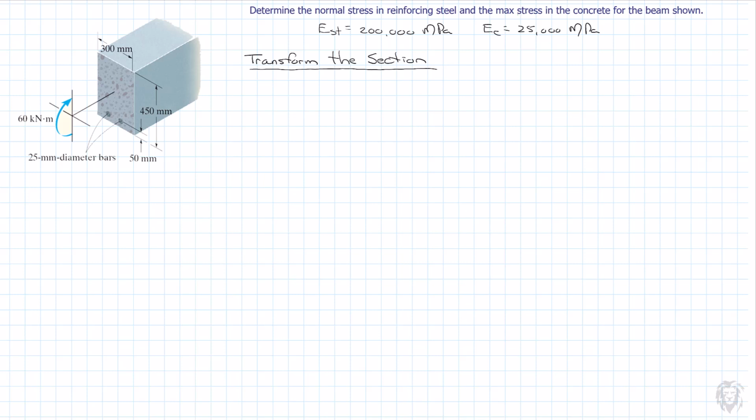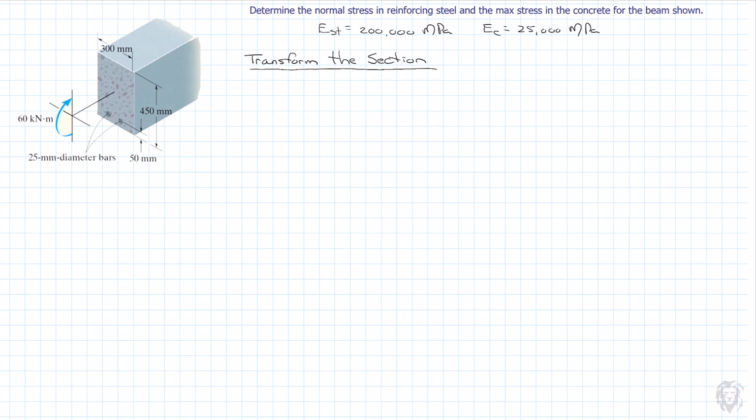We've laid out the problem. We have a moment of 60 kilonewton meters. Dimensions of the beam are shown, and we've also given the moduli of the steel and the concrete: 200,000 megapascals and 25,000 megapascals. So we're going to start. We're going to transform the section. To do that, I need to know the area of the steel. I'm going to turn the steel into an equivalent area of material with the same stiffness as the concrete.